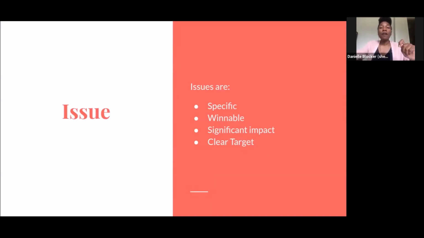But before we get into issues any further, I'm curious, has anybody seen any organizing or protests, what have you, that didn't really have a clearly defined issue? Feel free to type it in the chat or just say it out loud.